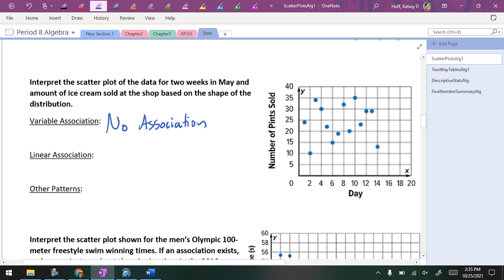Who's got something for me for linear? Thatcher? Non-linear. I would say it's non-linear. It's either a line or it's not a line. And in this case, non-linear.